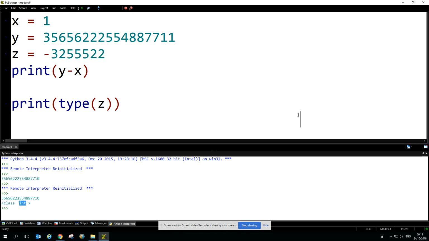All right, so integers again are whole numbers, positive or negative, that don't have decimals, and they have unlimited length.